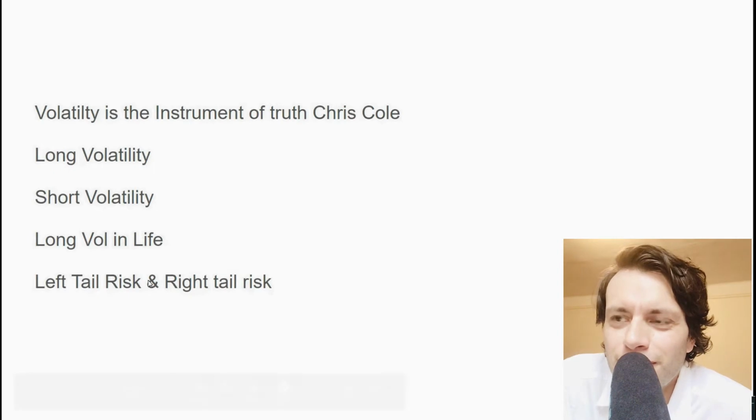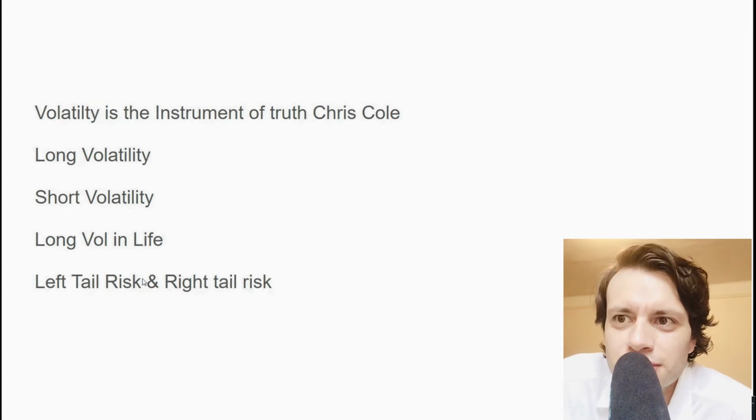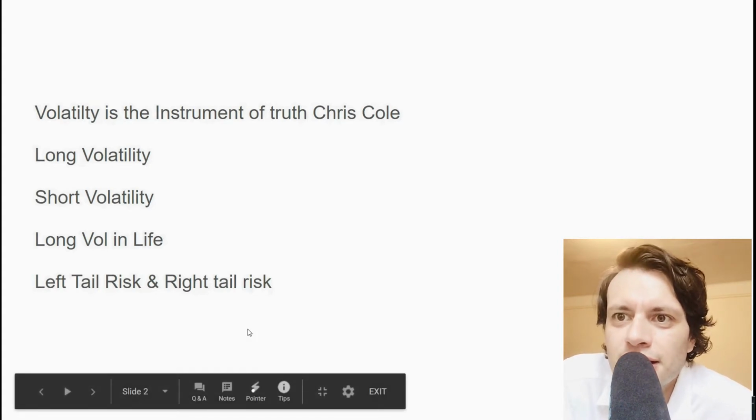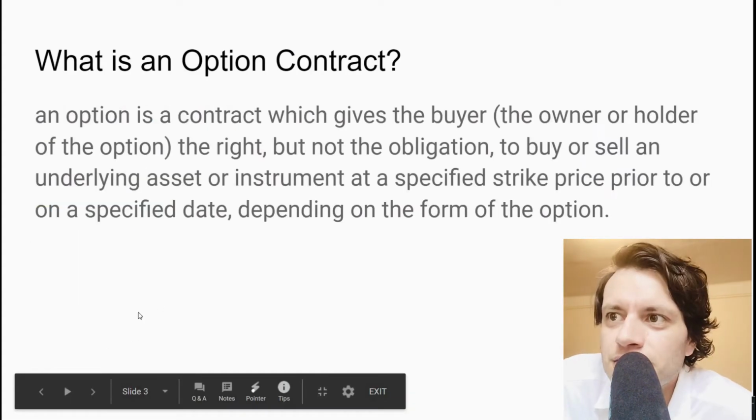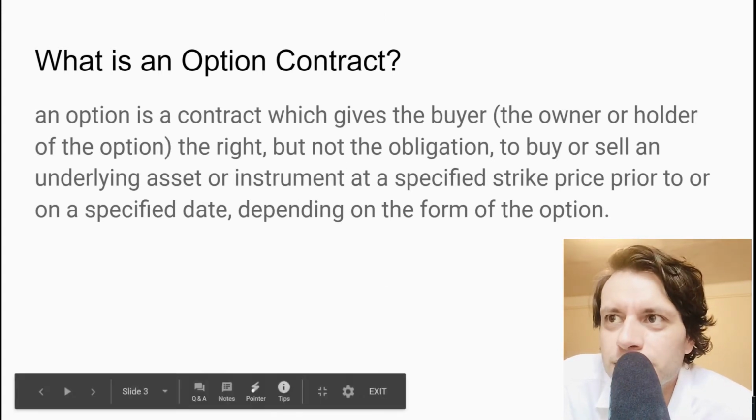Very interesting. So anyway, let's start by defining what an option is, because in options you have convexity, and it'll help you use this strategy so that you can protect your portfolio from tail risk. So what is an option? An option is a contract which gives the buyer, who is the owner or holder of the option, the right but not the obligation to buy or sell an underlying asset or instrument at a specified strike price prior to or on a specified date, depending on the form of the option. We'll go through some examples.